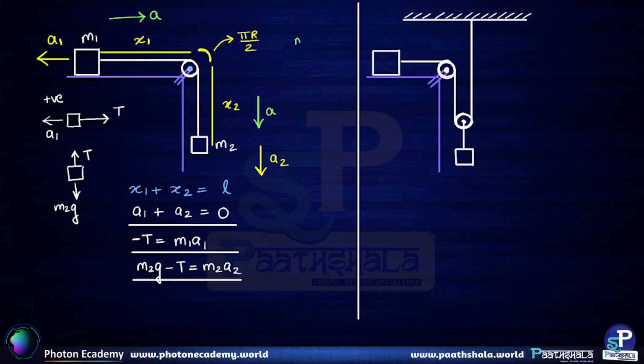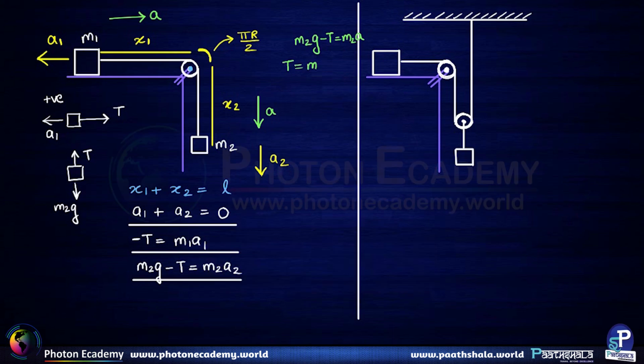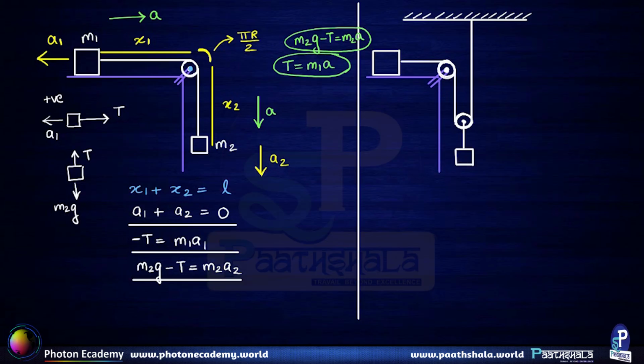So in that case we could have written m2g minus T is equal to m2a simply, and T is equal to m1a. So these are the two equations which would have given us the value of tension and accelerations. The three equations that we have obtained using constraint method also will give us the same answer. Then why are we using constraint motion equation and using three equations instead of using the simple two equations? Because we are here learning how to apply the method of constraint motion.